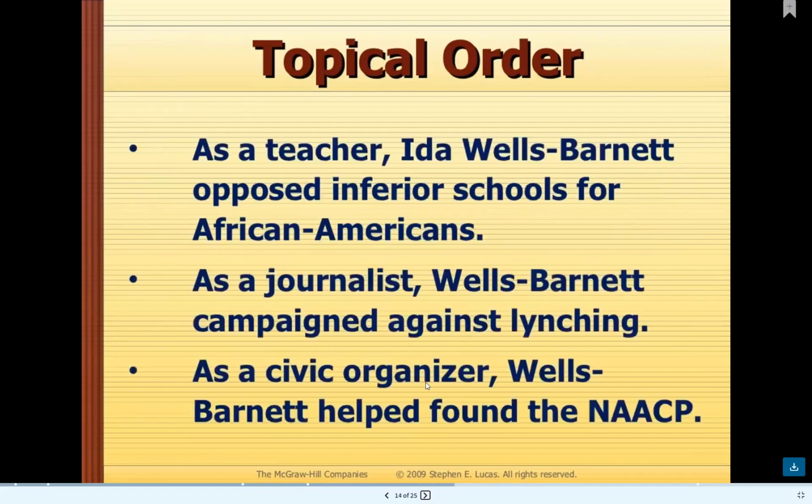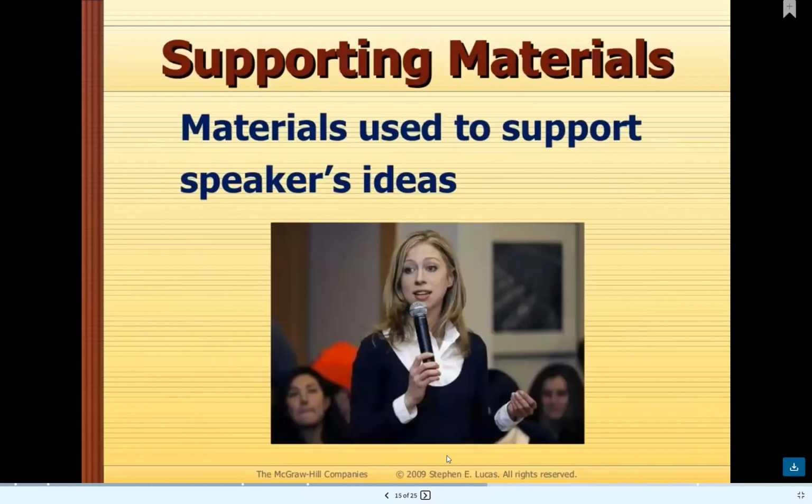As a teacher, Ida Wells Barnett opposed inferior schools for African Americans. Number 2, as a journalist, Wells Barnett campaigned against lynching. Point number 3, as a civic organizer, Wells Barnett helped found the NAACP. So we can see a topical order of the points. Now moving on to the next one.